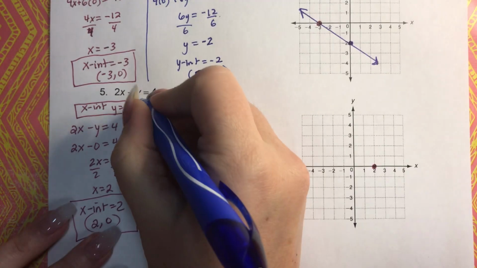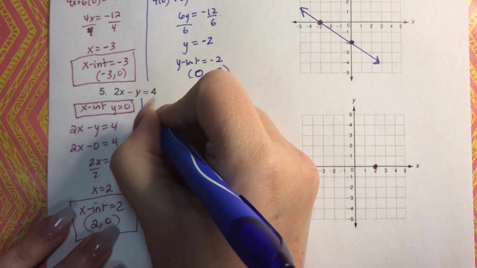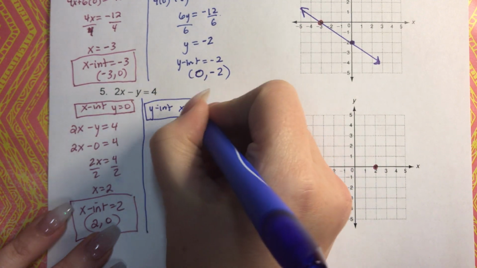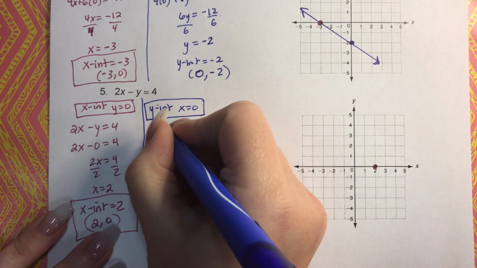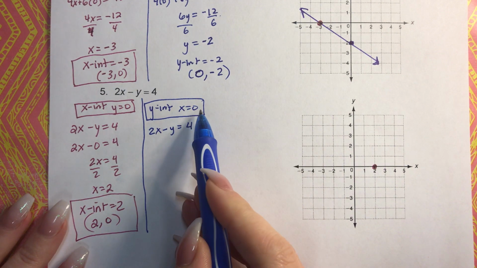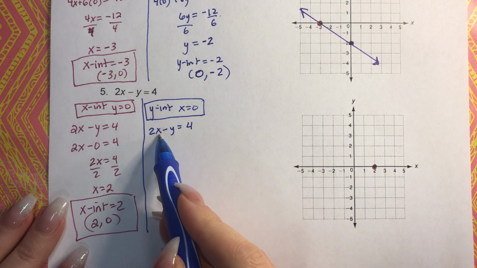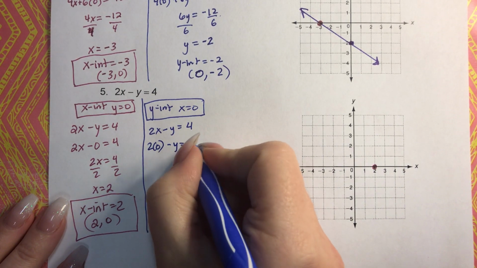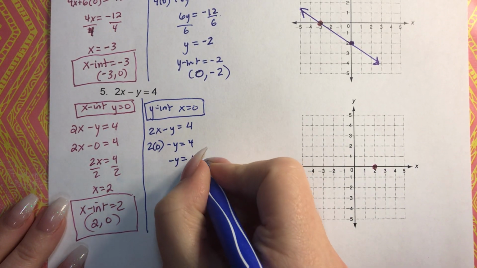Now we're going to find the y-intercept. Y-intercept, what do we always know? x equals 0. Write the original equation because we love to write the original equation. It's one of our favorite things to do. Okay, if it's not, just pretend like it is. 0 goes in for x. 2 times 0 minus y equals 4. We get negative y equals 4.